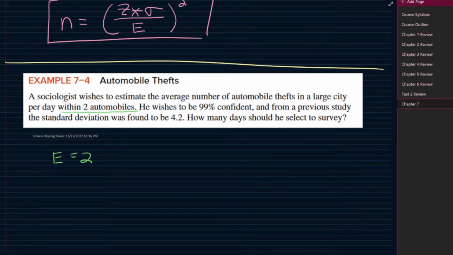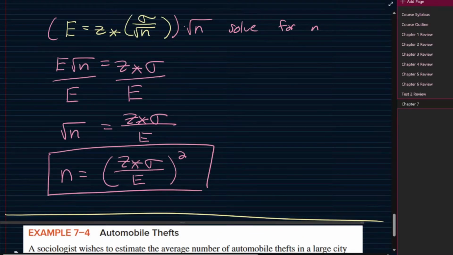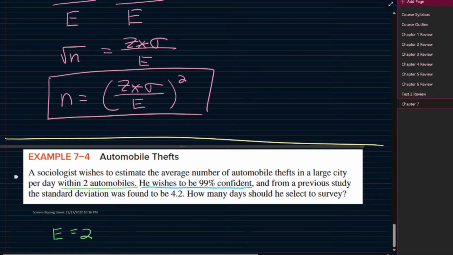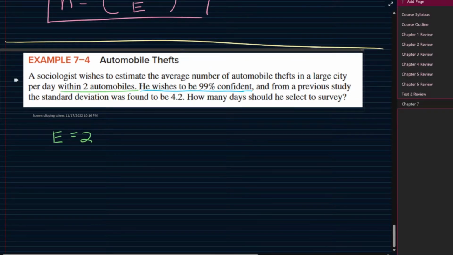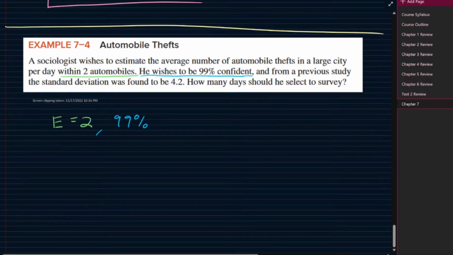He wishes to be 99% confident. This tells us what our alpha is for the formula. Or I'm sorry, no, that's about the Z star. So he wishes to be 99% confident. So that's the Z star. That's a Z star that we know, 2.58. And from a previous study, the standard deviation was found to be 4.2.